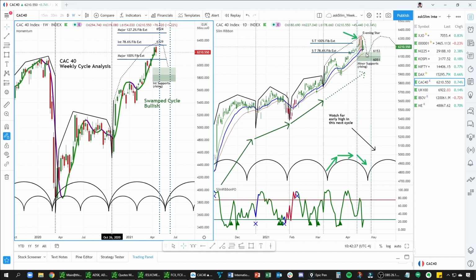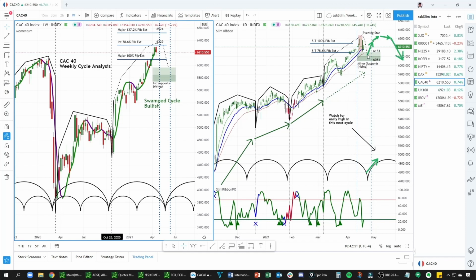So in terms of what's going on with the CAC 40, we have this short-term low due, right? So the short-term low is due 414 to 429. We would look for a minor rally in this short-term rising phase, and then like the German DAX, watch for an early high to form in this next cycle and then a roll back down on the downside.